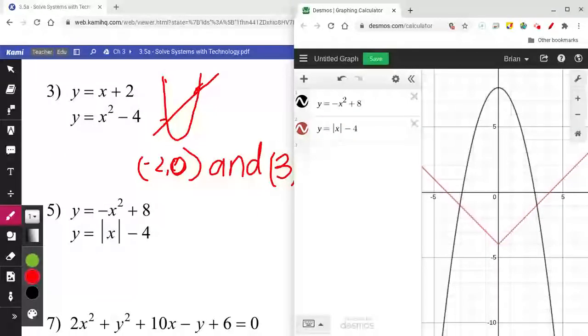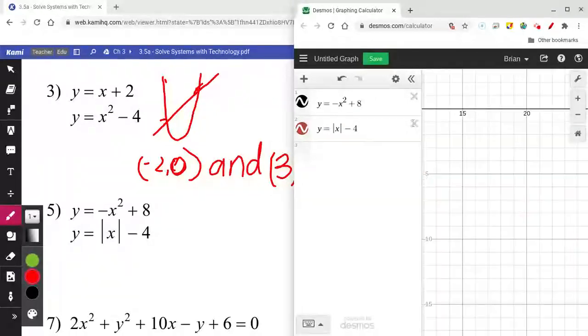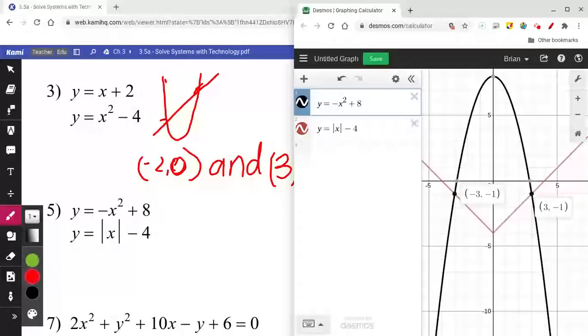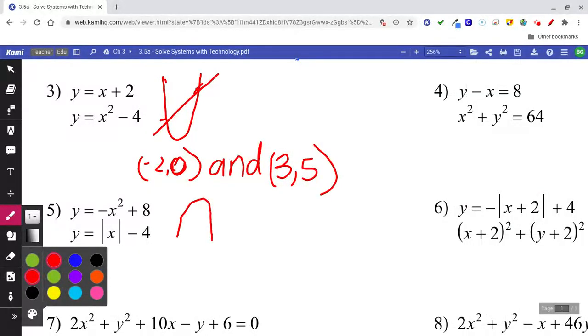Interesting looking shape there. Parabola and absolute value there. So negative 3, negative 1, and positive 3, negative 1. Just go ahead and draw it out. Just give me a little sketch. It was negative 3, negative 1, and positive 3, negative 1.